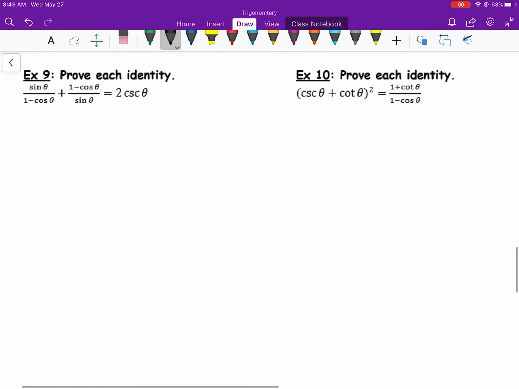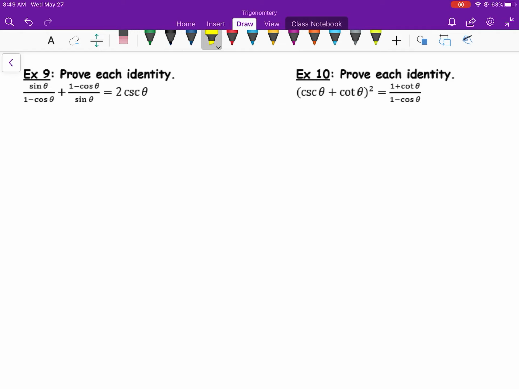Two more to go. Example 9. Take a second, read it. All right. Looks like the left-hand side. Yeah, so I'm going to work with this left-hand side here.